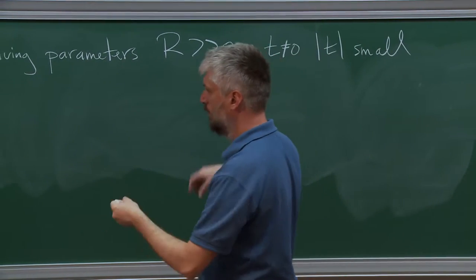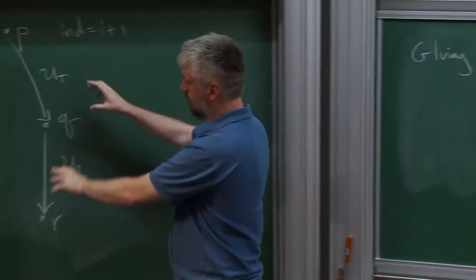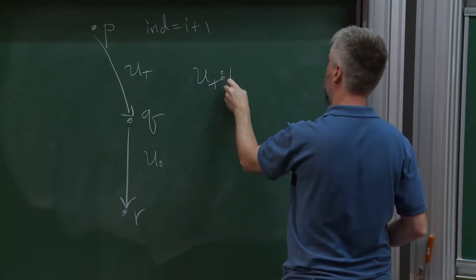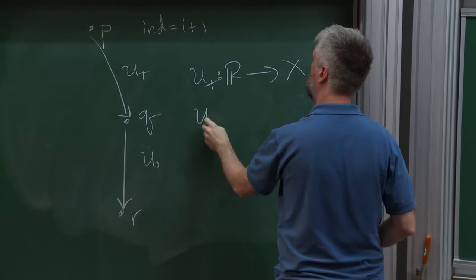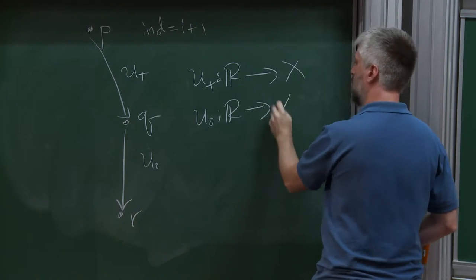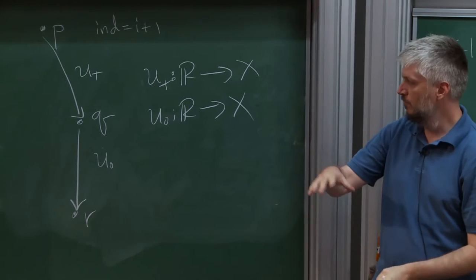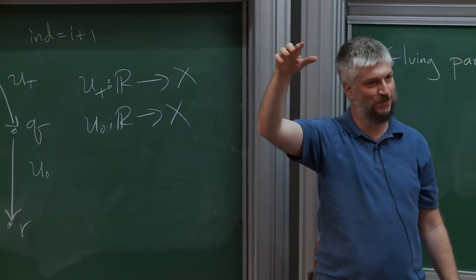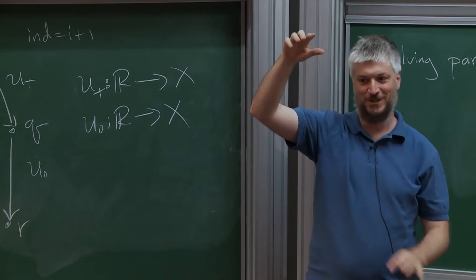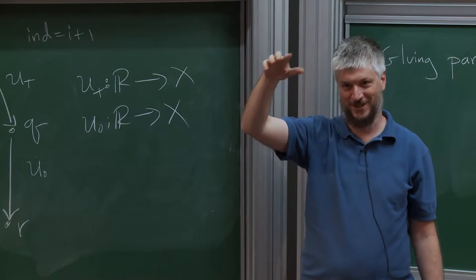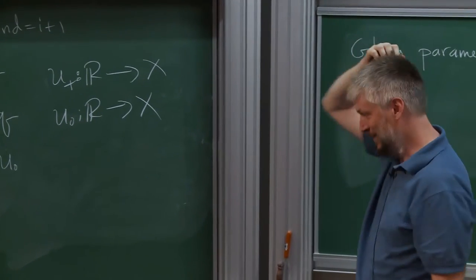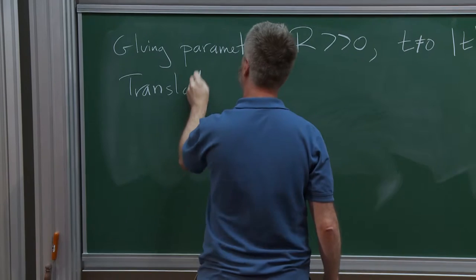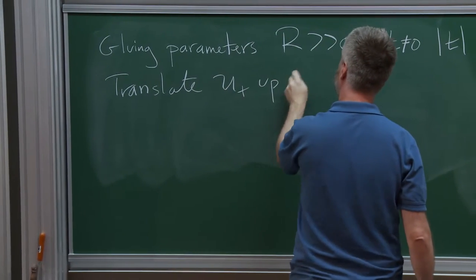And what we do is we translate these flow lines. So my maps are all parameterized. So u plus is a map from R to X. And u zero is a map from R to X. So the first thing we do is we translate these. So we move u plus up by R over two. We move u zero down by R over two. And to the great confusion of everyone last time, I continued to denote u plus and u zero by the same letters. So I'm translating them, but denoting them by the same letters. Okay, so we translate u plus up, u zero down.